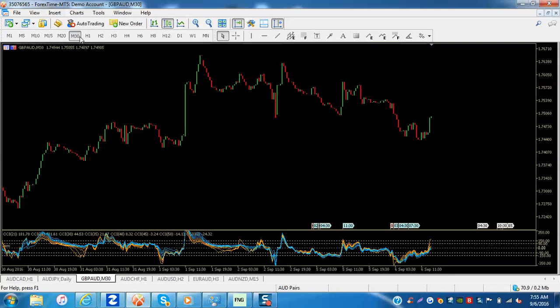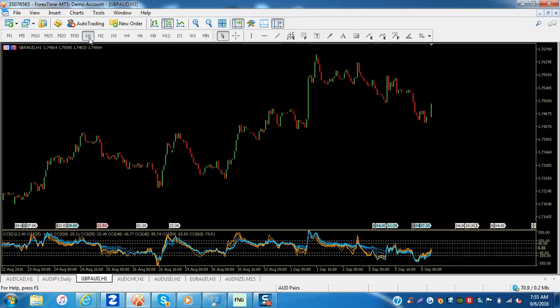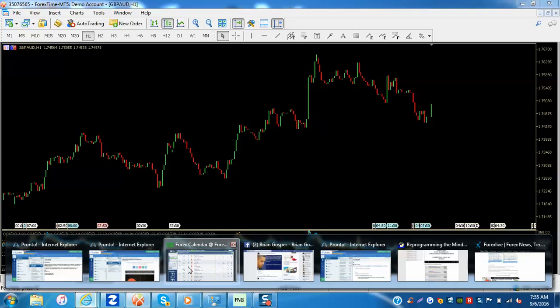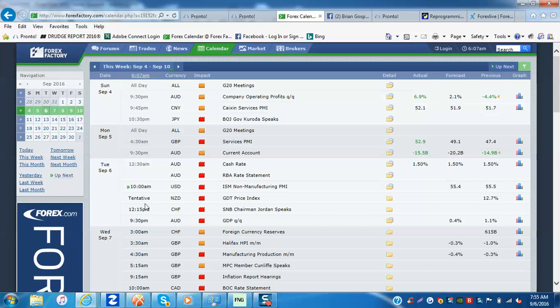But I will be keeping an eye on this. And you should also note that tonight in the Australian dollar, 9:30 p.m. New York time, we have Australian dollar GDP coming out. And this is going to be a very important metric, especially in the wake of the rate decision being pretty much a non-event.